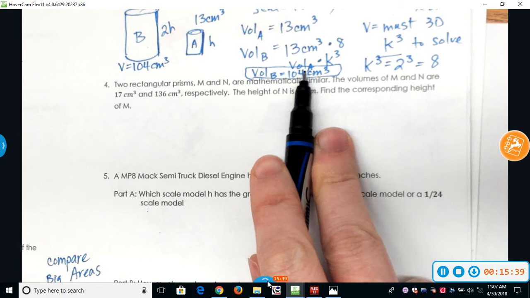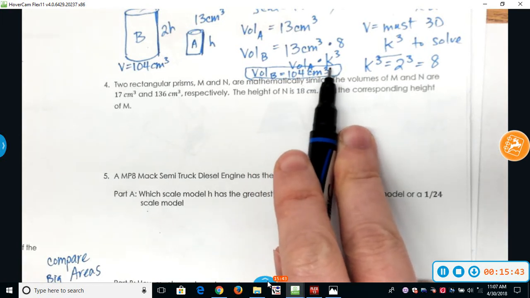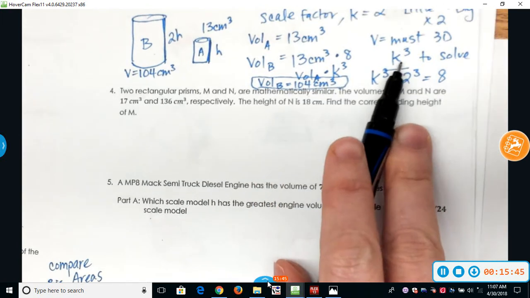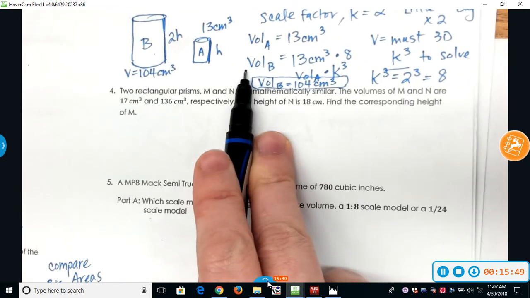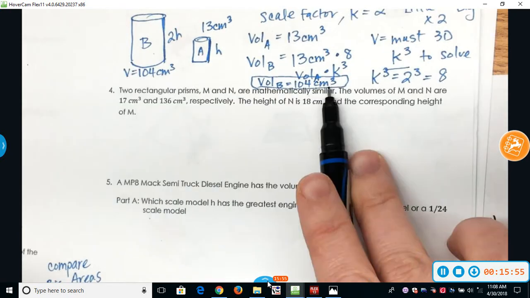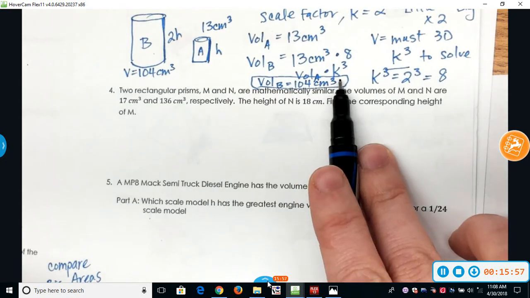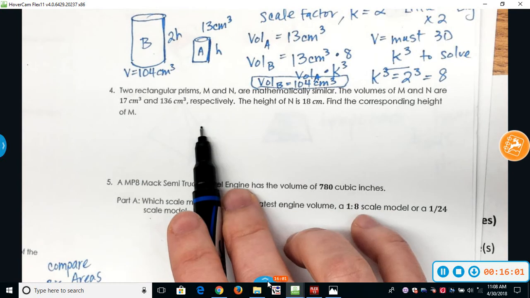I took the volume, I multiplied by scale factor for volume, which is the cube of one side. Because again, volume deals with 3 dimensions, 3 sides. That's where the K cubed comes from. And that gives me your volume for B.